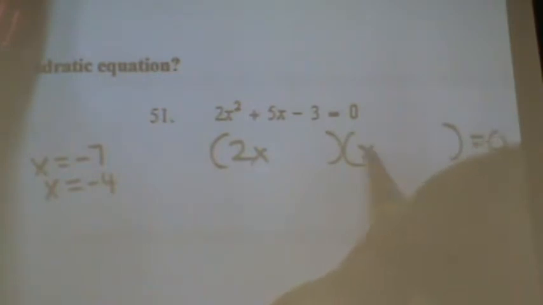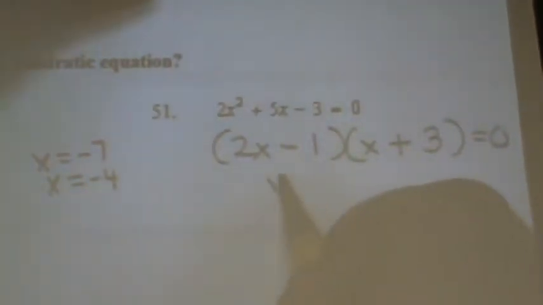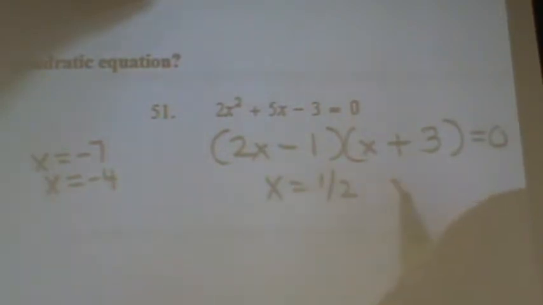Okay, 51. How do you factor this one? It's not too bad. 2x and x. Now I want a 5 here, so I want a 3 here to get a 6, but I want this to be positive, because I want it to be a positive 5. And then your answers are 1/2 and -3.